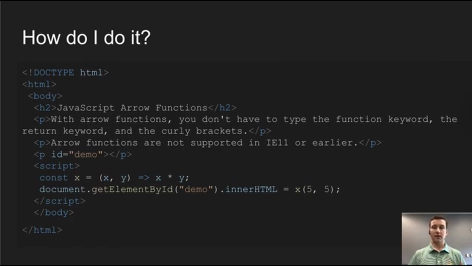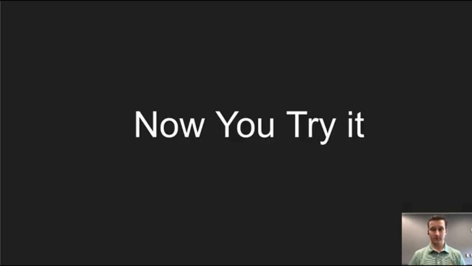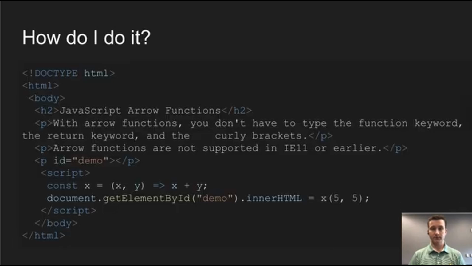This example shows an operation being performed. Here we can see that we have multiplication, and we're using an arrow function. Take the example shown above and change it to an addition operation. Here's the solution. We modify this arrow operation to take an x plus y, and then we get the expected output.